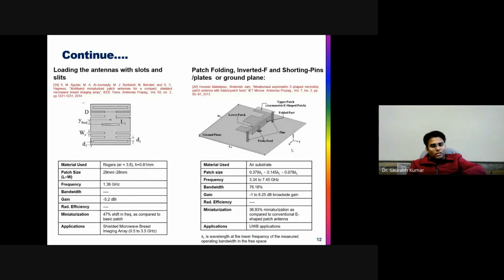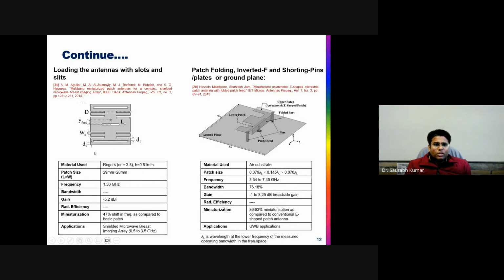So I think we are having a close up at 1:15. I will be just briefly discussing all these basic techniques of slotting and slitting and patch folding, and then I will be moving towards some techniques that are based on the metamaterial.